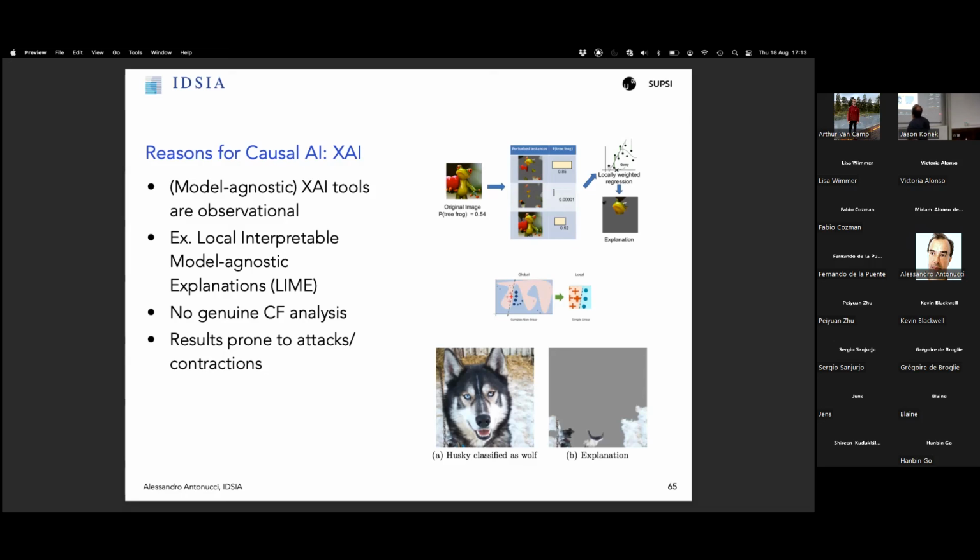Let's say this is a frog with probability 0.54. I want to explain not the general behavior of my classifier. I want to explain why my classifier, my neural network, is telling me that this is a frog with some probability. What I can do is start from this instance, which is the set of features, and the classifier is a function giving me the class corresponding to this observation of the features.